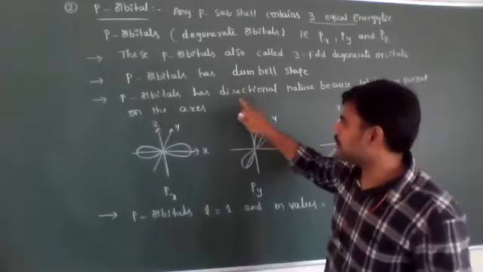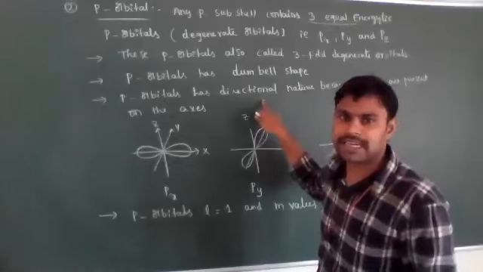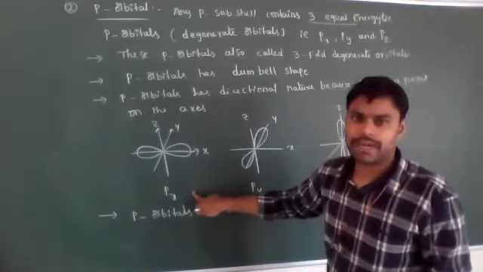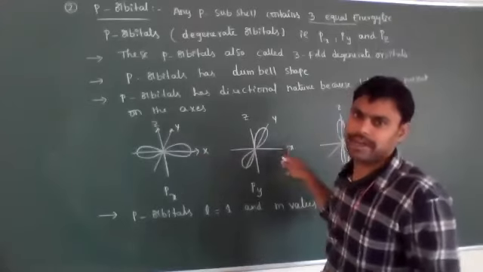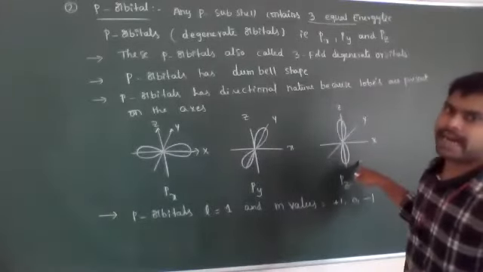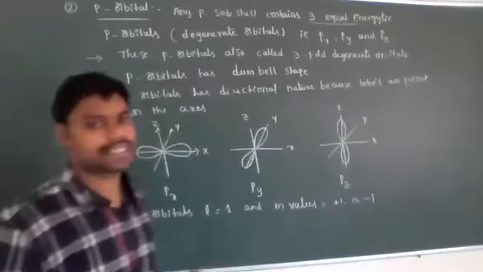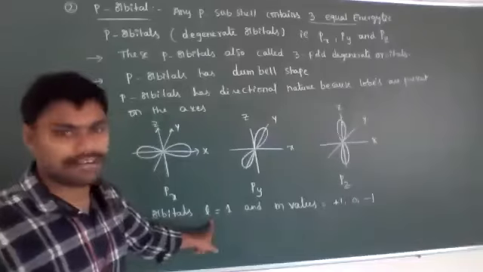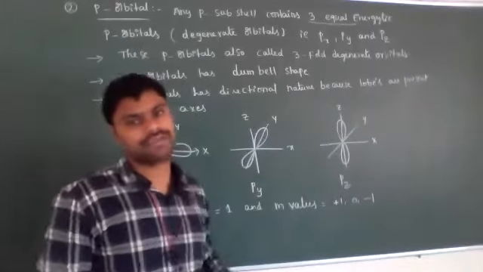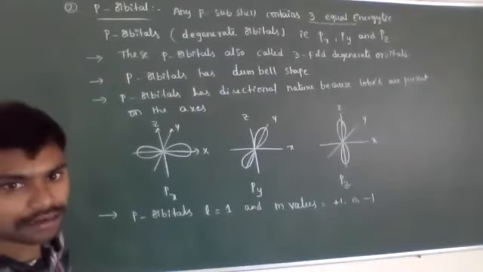So p orbitals are directional in nature. Why? Because for the px orbital the lobes are present on the x-axis, for the py orbital on the y-axis, and for the pz orbital on the z-axis. That's why p orbitals have directional nature. And for p orbitals, the l value is 1 and the m values are plus 1, 0 and minus 1. So this is about p orbitals.